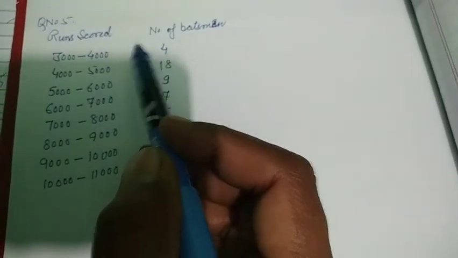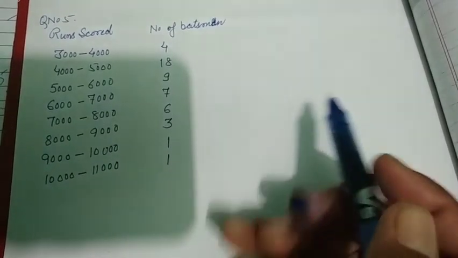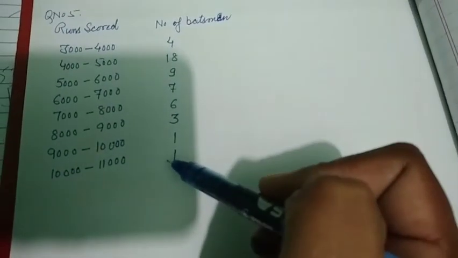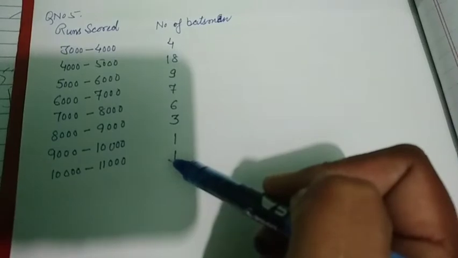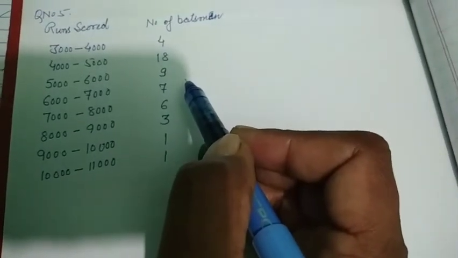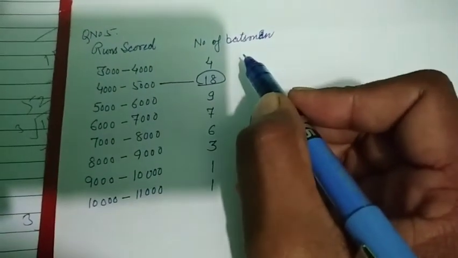Runs scored has been given and the number of batsmen has also been given. Okay, what is of our meaning? That means what is useful for us is the frequency. Okay, so the first step to find the mode is to find the modal class, and to find the modal class we have to find the highest frequency. And what is the highest frequency? The highest frequency is 18 here, and so the class related to this frequency is this 4000 to 5000, so this will be the modal class.